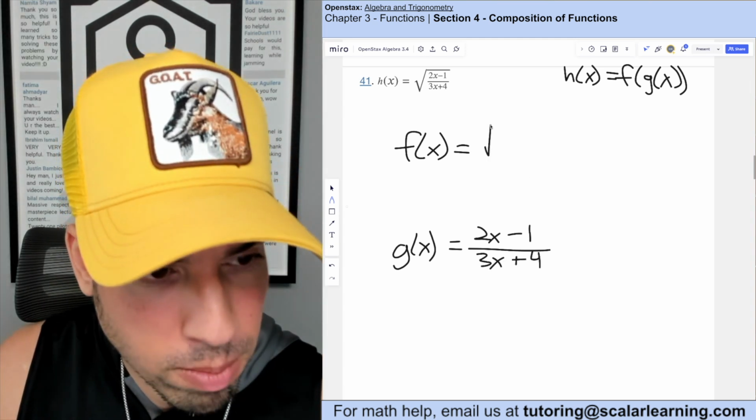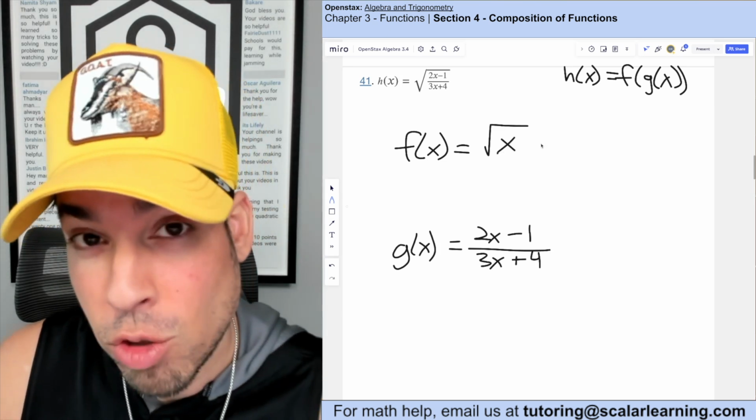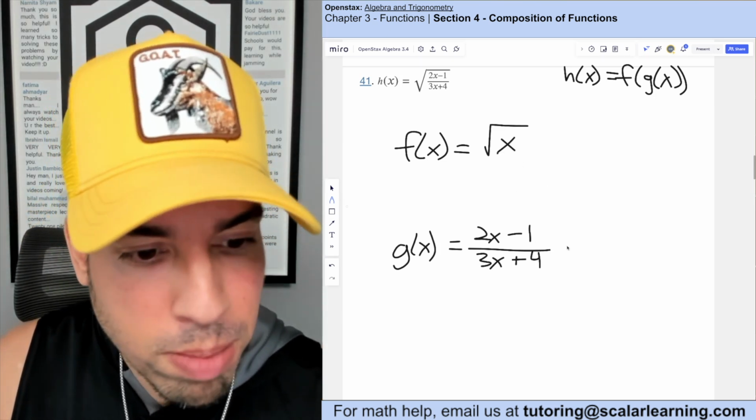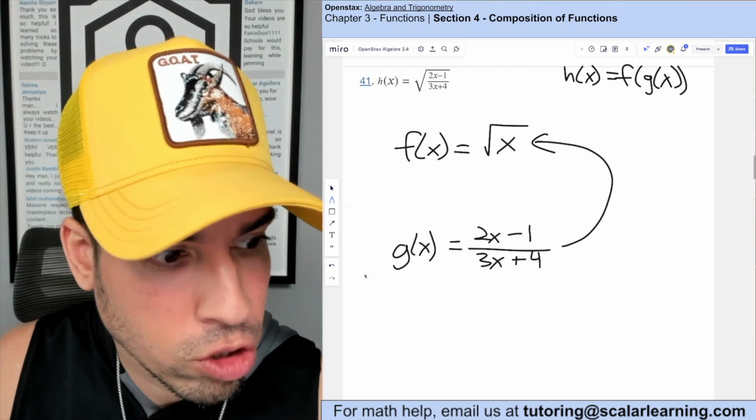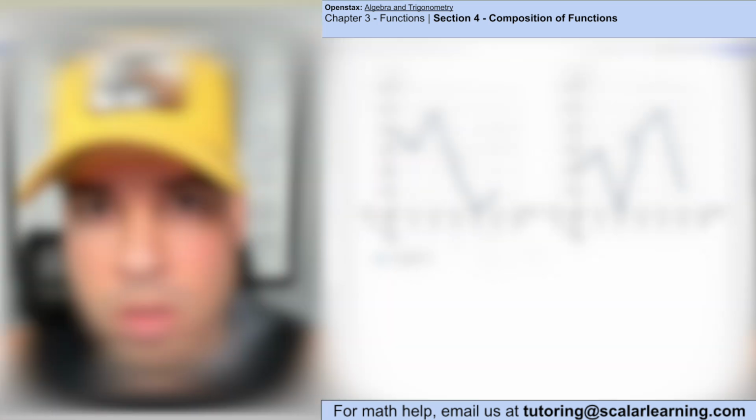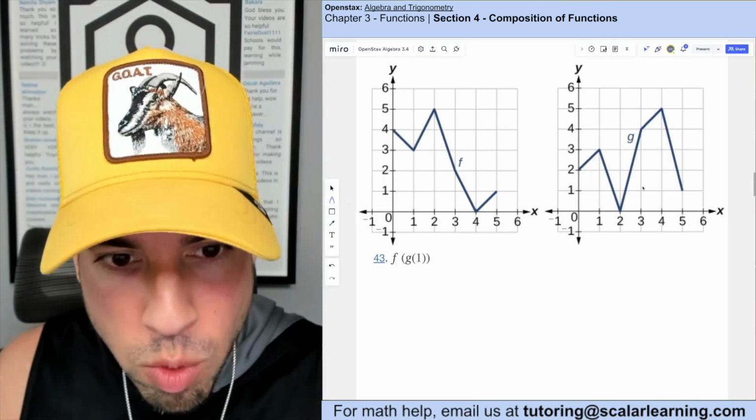And then f of x is simply the square root of everything. I'll make it square root of x. Now we know if we plug g of x in for x, we'd get the original function. Boom, done.